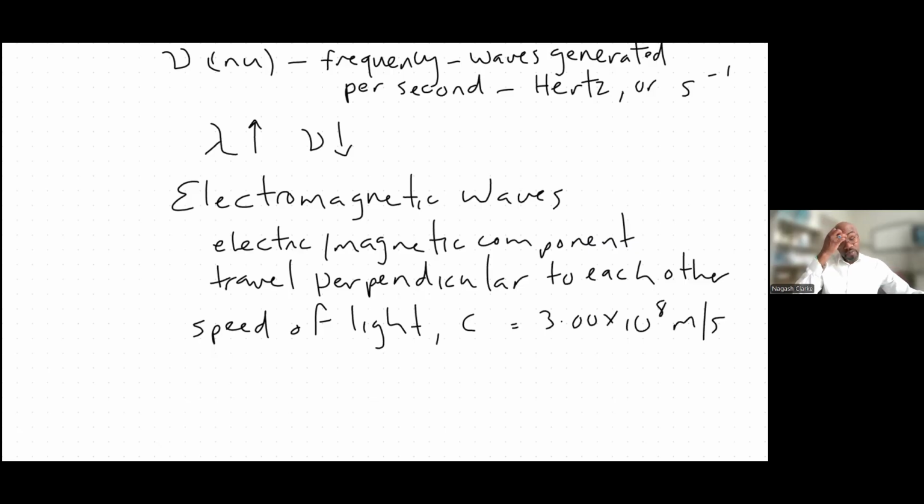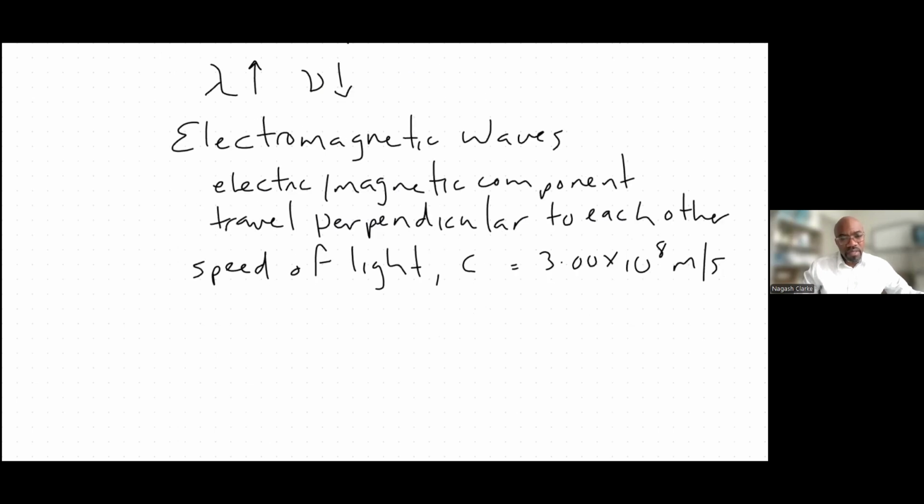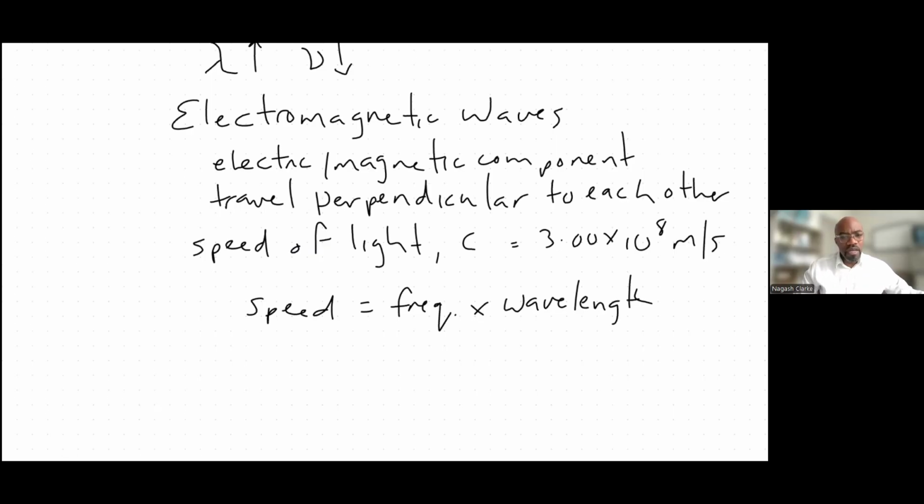If you look at general waves, like sound waves or waves of the ocean, the speed is always equal to the frequency times the wavelength. We can say that with certainty. With electromagnetic waves, that speed is equal to c, the speed of light. They all travel at the same speed, and we're going to talk about electromagnetic waves in a second. So c equals the frequency times lambda.